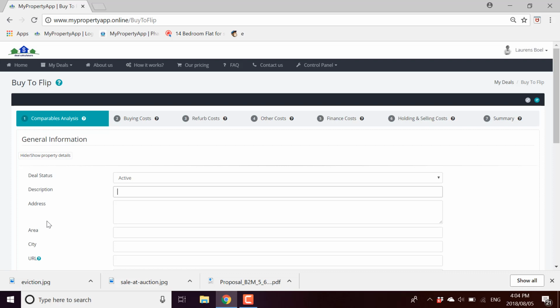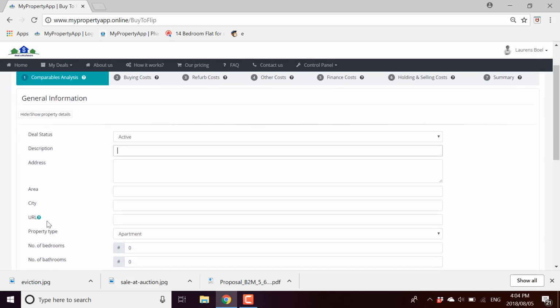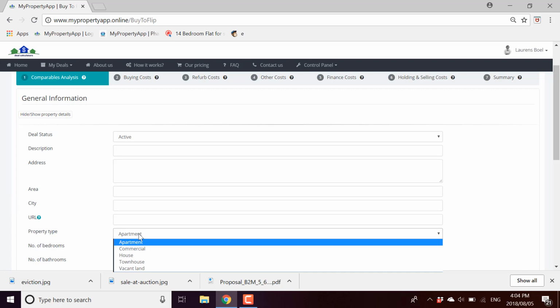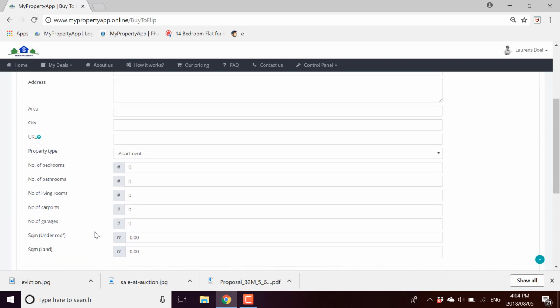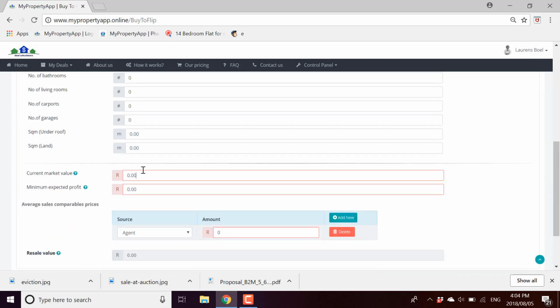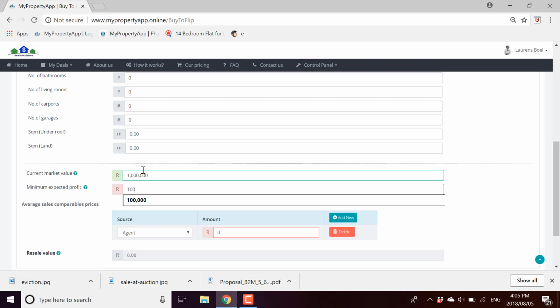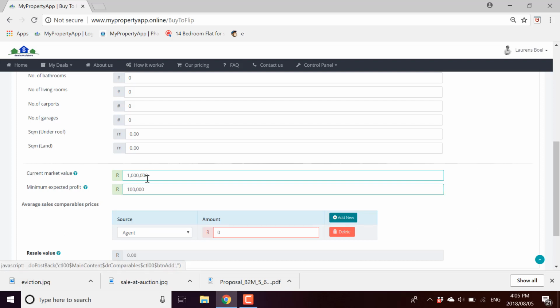Firstly, as always, we start with some general information, things like a description of the deal, the address, area, city, URL. Maybe you found it on Property24, you can put the URL there. Is it an apartment, commercial, house, townhouse, or vacant land? And then you can put some of the details of the property. You can put the current market value, let's assume a value of R1,000,000, plus the minimum profit that you're expecting from this deal. So perhaps you want to make R100,000 profit.